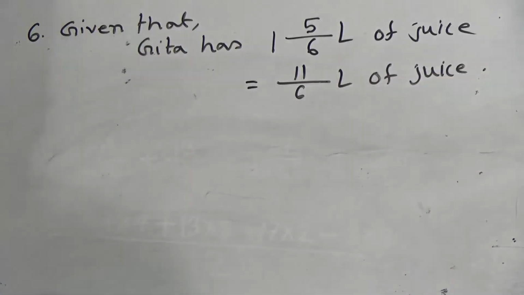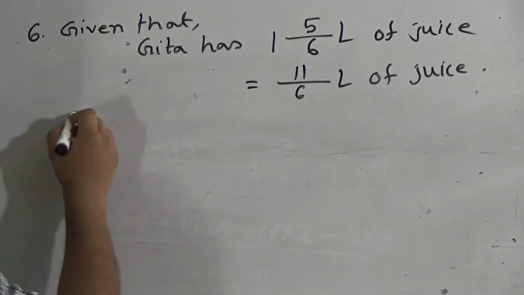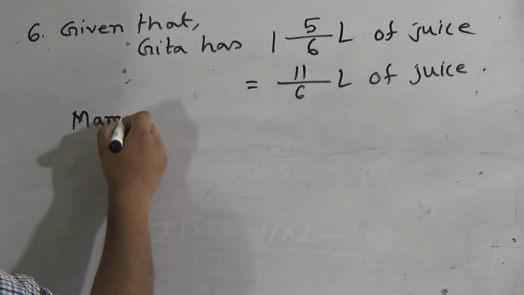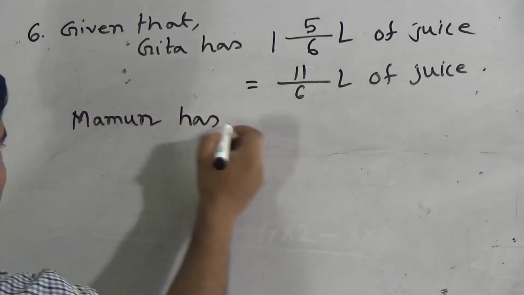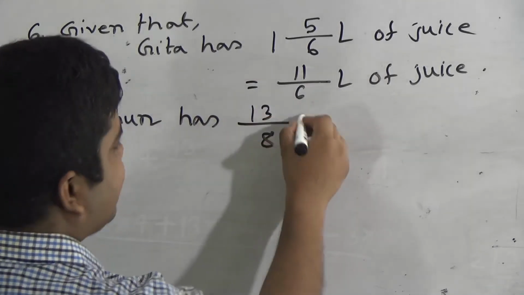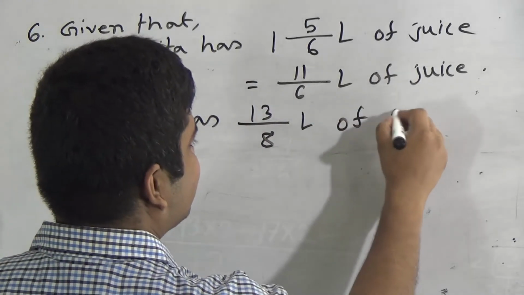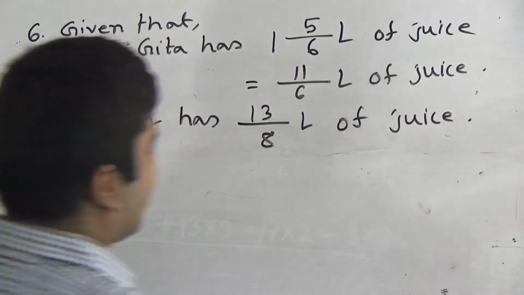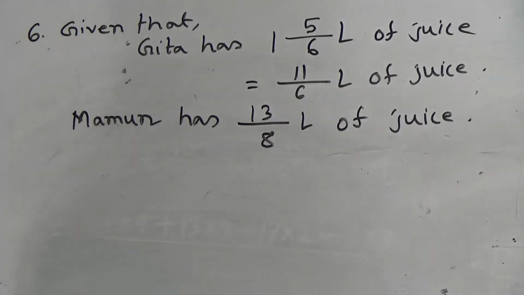Okay, next Mamun has 13/8 liter of juice. Okay, now my dear students, first, who has more juice? That means this question has two parts. One part is who has more juice and another part is what is the amount. So at first we find out who has more amount of juice.